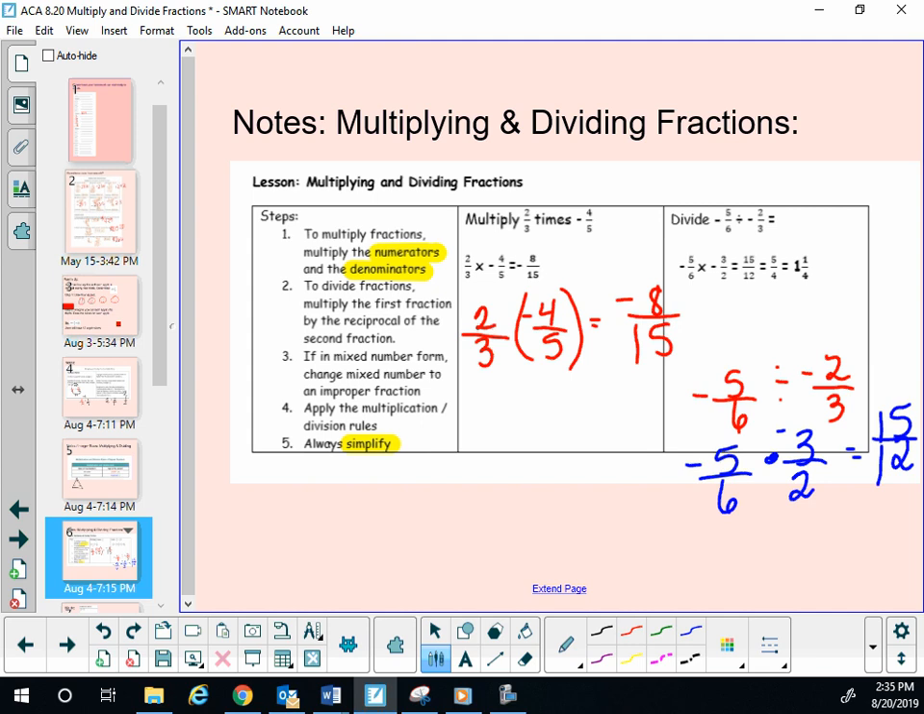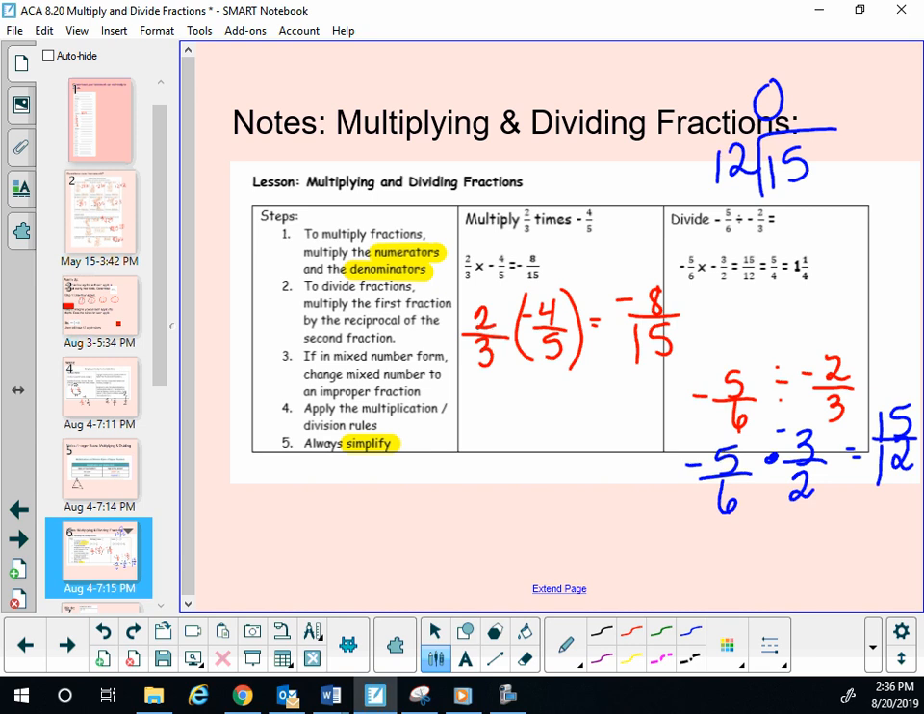What kind of fraction is this? Improper. So I need to change it. 15 over 12 really means 15 divided by 12. Some of you have to do this in your head. If you cannot, please divide it out.